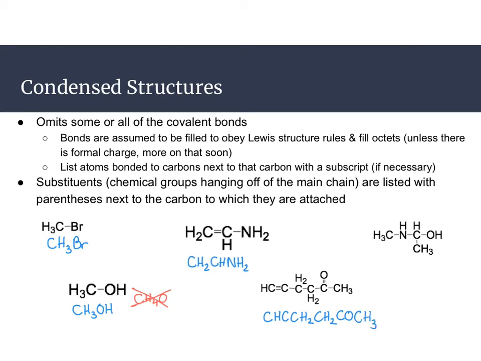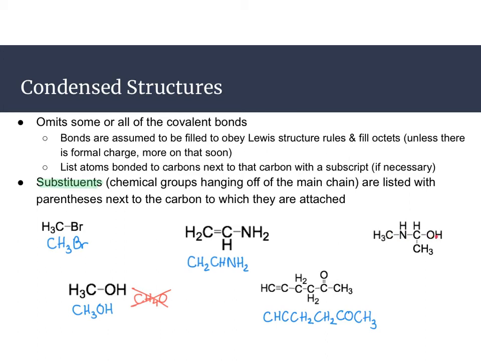So sometimes condensed structures are not actually the most practical way to write a structure, and this might be an example where that's true. It's sort of hard to figure out the bonding in this structure when it's written this way, and so condensed structures would probably not be a natural way that we would write out this particular structure. All right, so this next example has an example of a substituent that I mentioned before. And again, substituents are groups that are coming off the main chain.